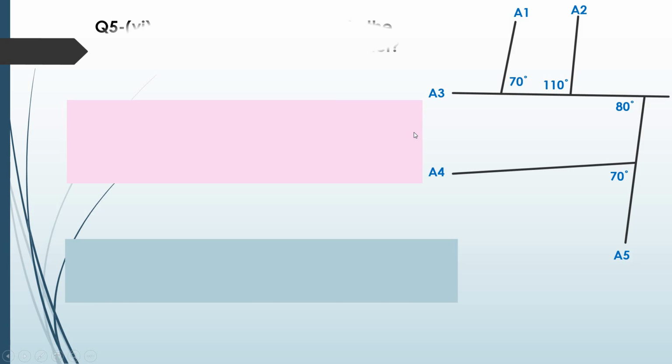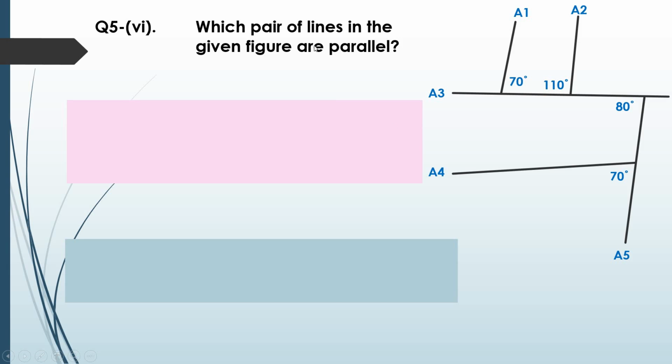Okay, the question is, which pair of lines in the given figure are parallel? So here we have 1, 2, 3, 4, 5 lines, out of which A1, A2 forms one pair, A3, A4 forms another pair. For A1 and A2, we can see over here A3 acts as a transversal because it cuts or meets the lines A1 and A2. In the same way, lines A3 and A4 are cut by another line A5. So A5 is the transversal for straight lines A3 and A4.